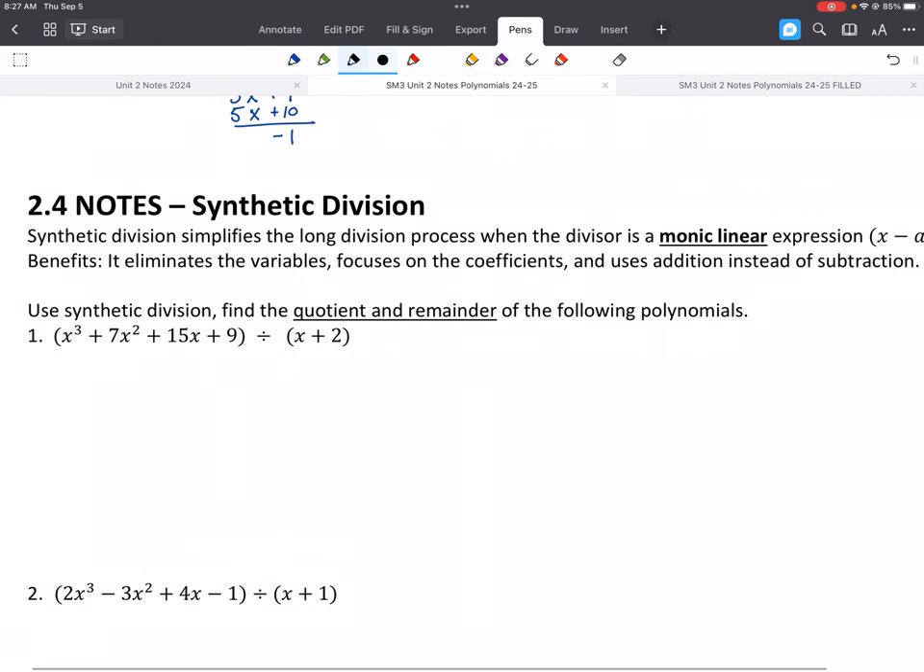The one thing you need to make sure you understand is that when you are doing synthetic division, the divisor needs to be a monic linear expression. Monic means the leading coefficient is 1. Here the coefficient would be 1, here the coefficient would be 1. So those are monic, and linear means that it is a degree of 1. So basically all of these have to have just an x, no exponent, no coefficient, okay?